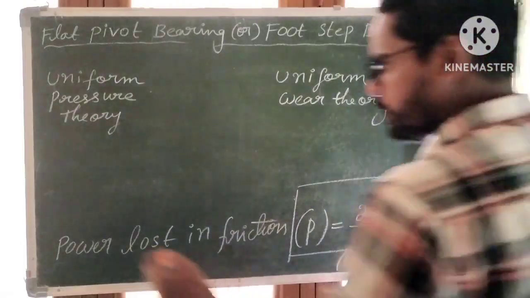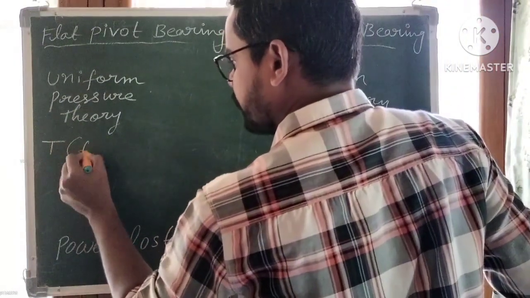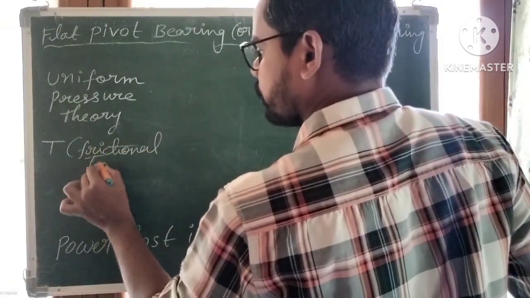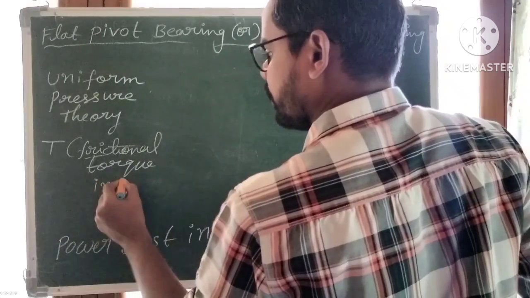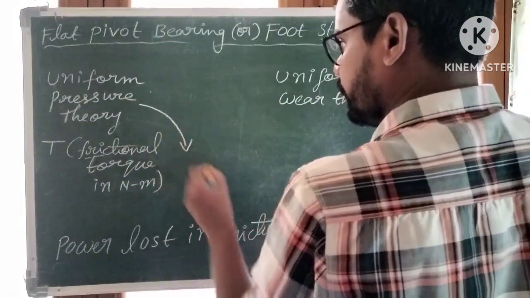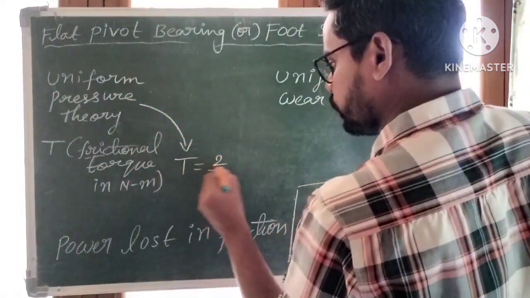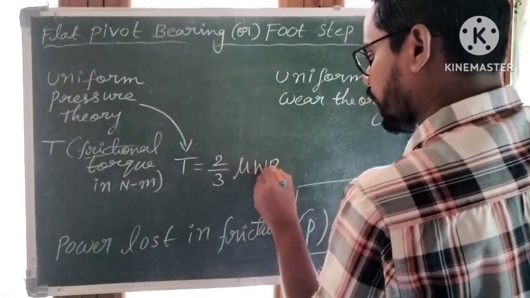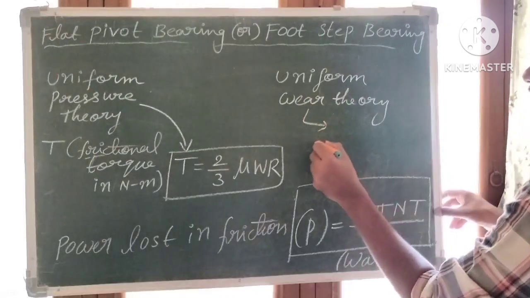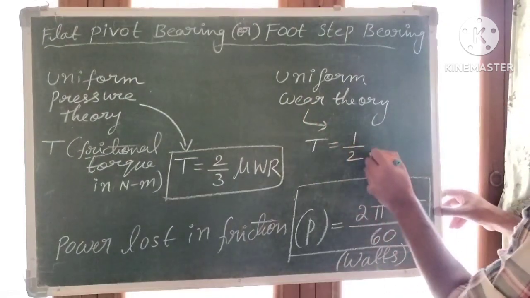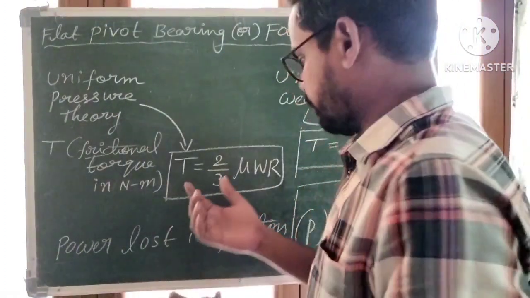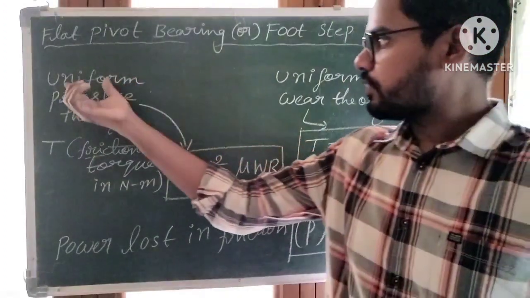And what is T here? T means frictional torque, in newton meter. So how do we get frictional torque? From uniform pressure theory, frictional torque T is equal to 2 by 3 mu WR. Uniform wear theory, what is the formula for frictional torque? 1 by 2 of mu WR. We are going to use this formula in case of uniform pressure theory and that formula for uniform wear theory.